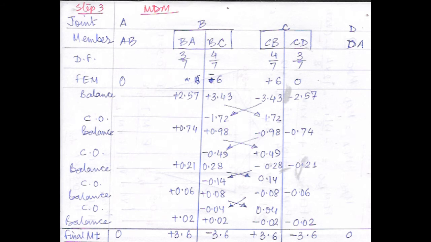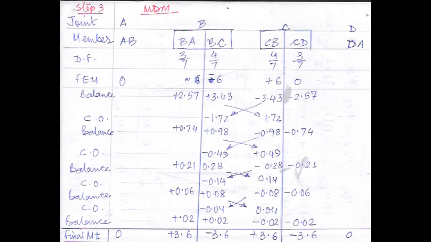Now you cannot stop anywhere in between, because all the values you can see at the last step are the same. Especially at the joint, concentrate at the last line, BA and BC both values are same, 3.6 and minus 3.6. Obviously they will be plus and minus, because that way they are balancing the joint, or the joint is in equilibrium. That is a different story. They have to be plus and minus, but the values are same. So you have to reach that point.